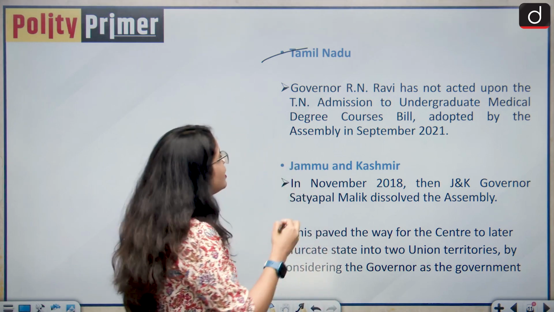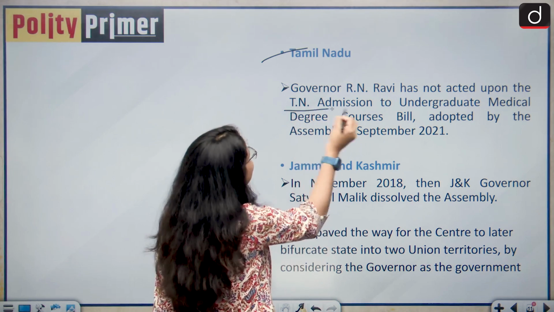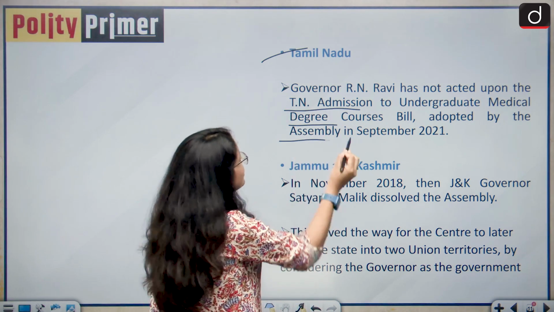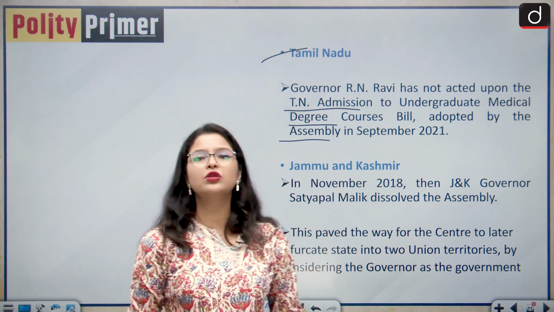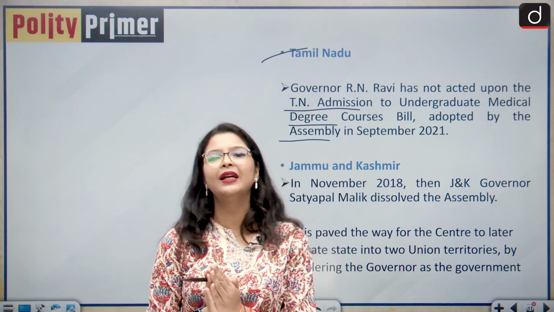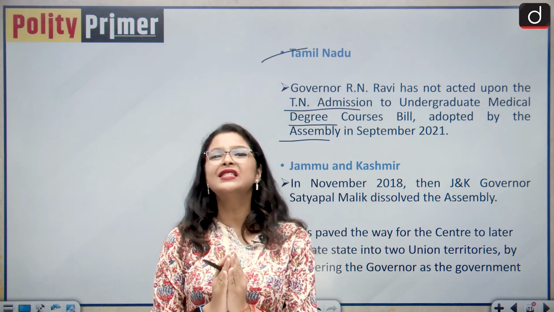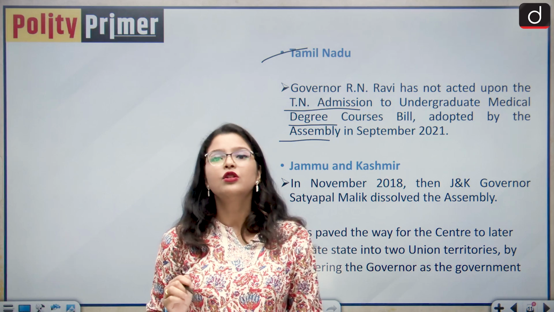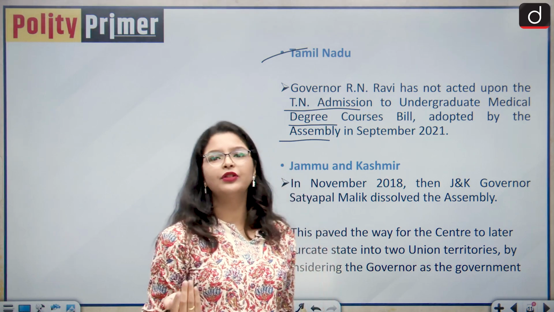The Tamil Nadu governor also did not act upon the TN admission to undergraduate medical degree courses bill adopted by the assembly in September 2021, and this bill is still pending before him, still in abeyance due to the lack of assent of the Tamil Nadu governor. So this was all about the state of Tamil Nadu.